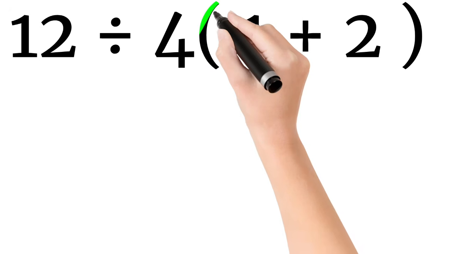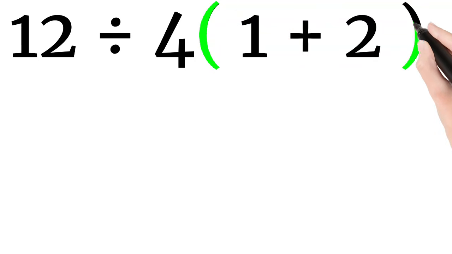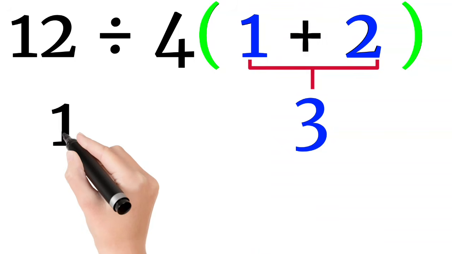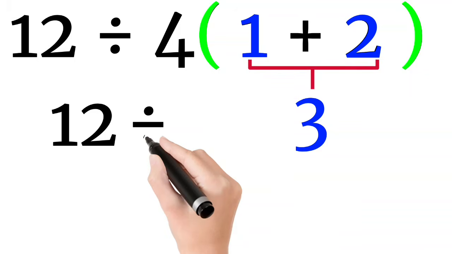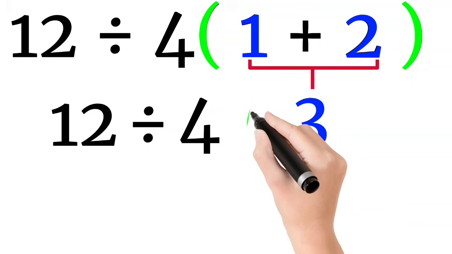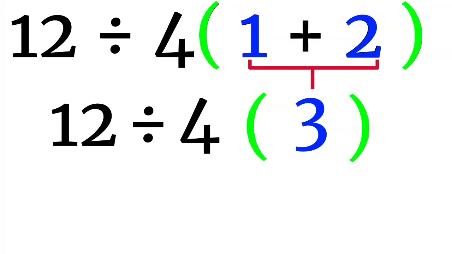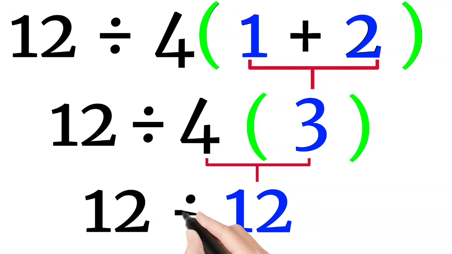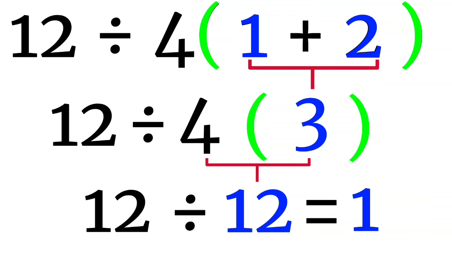People would solve this question by first tackling the digits in the brackets, 1 and 2. 1 plus 2 gives us 3. Then they bring down the 12, the division sign, the 4, and the brackets. Next, they multiply 4 times 3, which is 12. And now you're getting 12 divided by 12, which is 1. And that's the answer. That is incorrect.